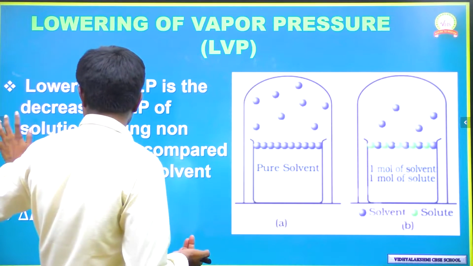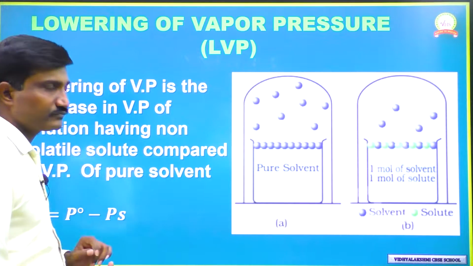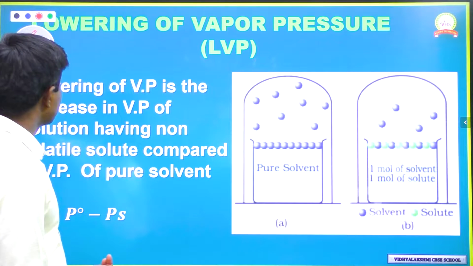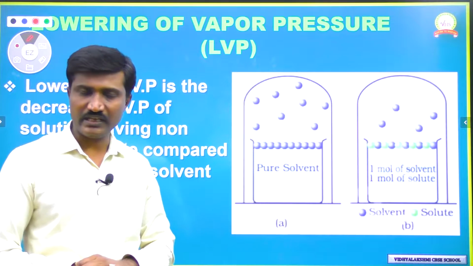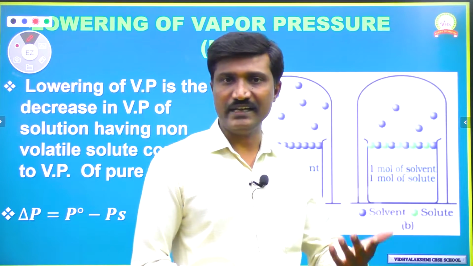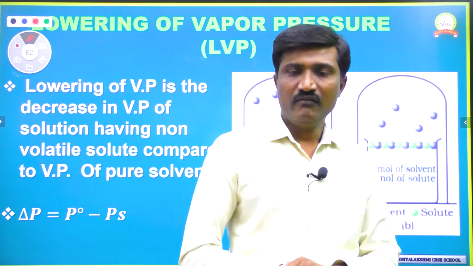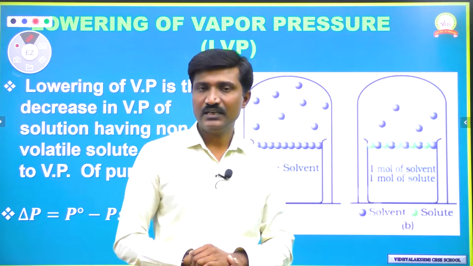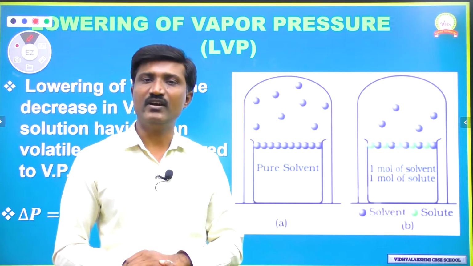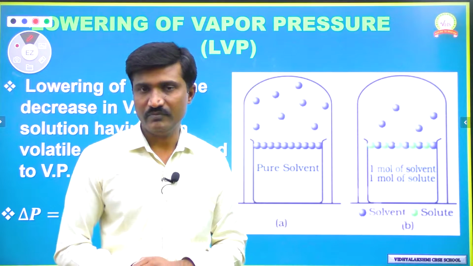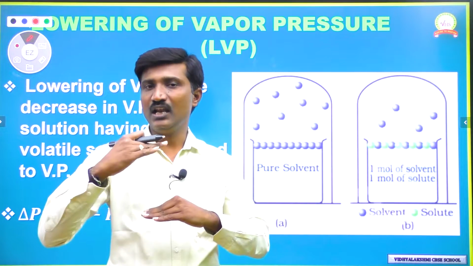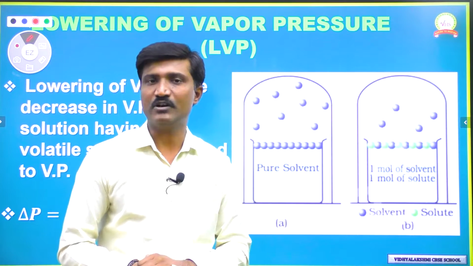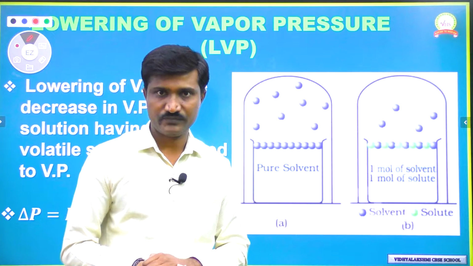If you take any liquid, that liquid has some volatile nature. If you take any liquid like petrol, diesel, kerosene, water, chloroform, alcohol, any liquid, it has somewhat volatile nature, meaning escaping of the liquid molecules from the liquid state into the vapors. That property is called volatile nature.